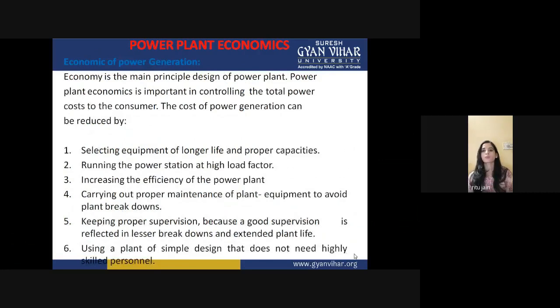So, what is the economics of power generation? Economy is the main principle of power plant design. Power plant economics is important in controlling the total power cost to the consumer. The cost of power generation can be reduced by selecting equipment of longer life.